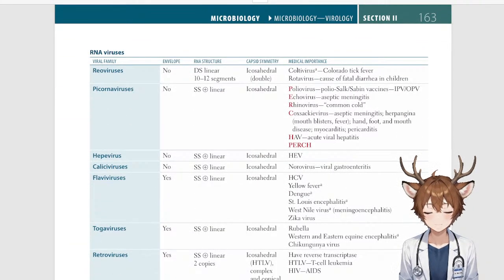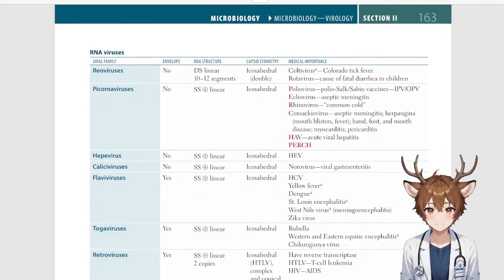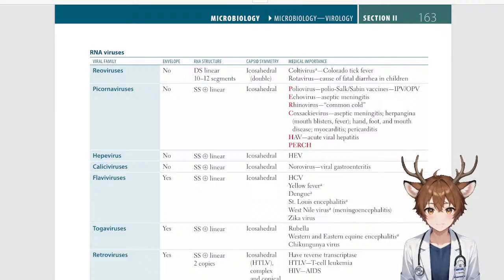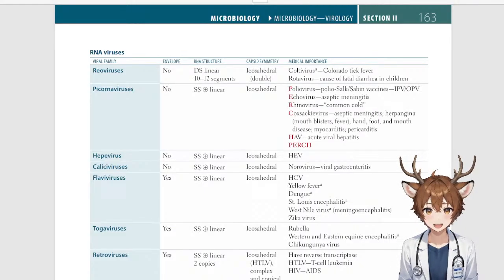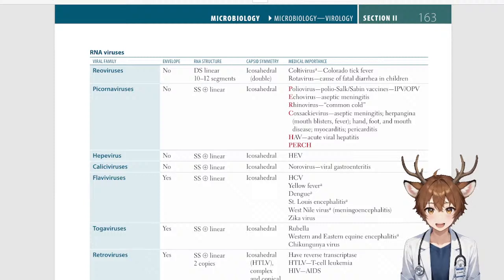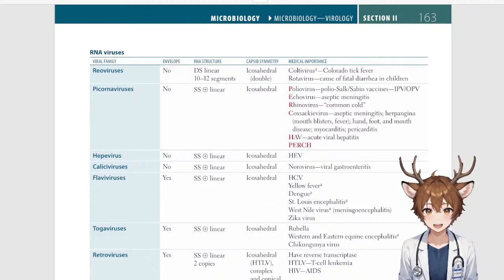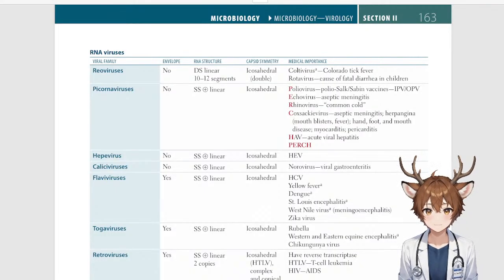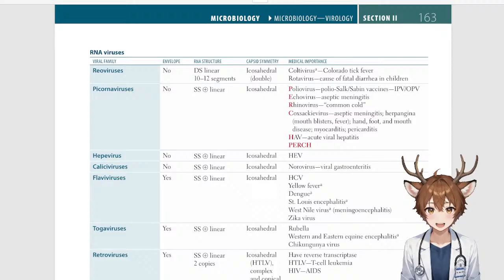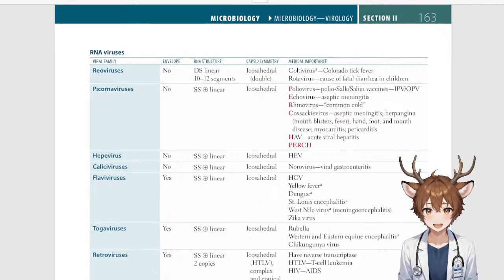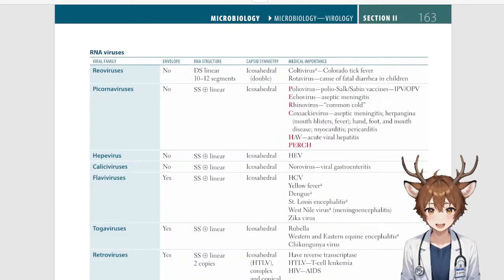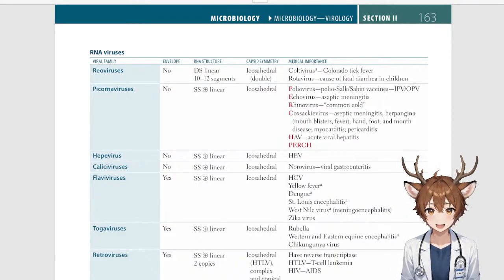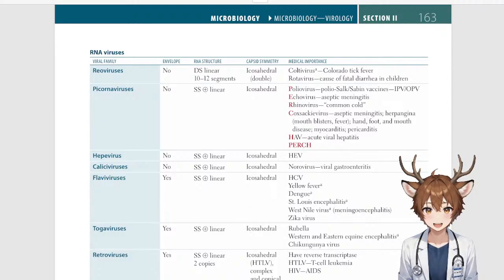So let's go to the next page, to RNA viruses. It says here, RNA viruses all replicate within the cytoplasm except retrovirus and influenza virus. Anyway, viral family, envelope, RNA structure, capsid symmetry, and medical importance. So reoviruses: they are not enveloped. They have a double-stranded linear multi-segmented genome. They cause rotavirus, an important cause of diarrhea in young children, which may be fatal.